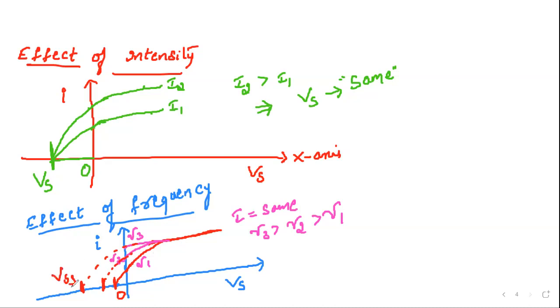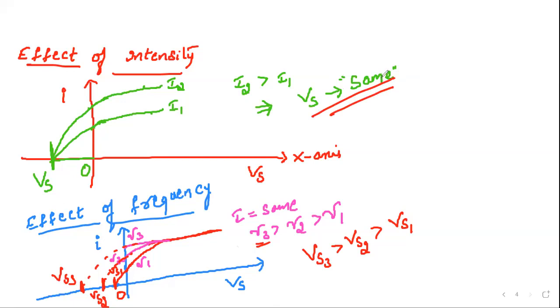The potentials are different: VS3, VS2, and VS1. So different frequencies, different potentials you are going to obtain. So please remember, VS3, the third potential, is more than the second potential. The second potential is more than the first potential. So clearly this tells that stopping potential is going to be affected by the frequency. So if the frequencies are different, stopping potentials are different. But please remember, for different intensities, the stopping potential is the same.